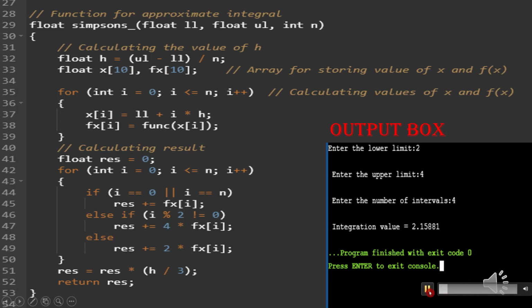First of all, we have to enter the value of lower limit. Here we have entered the value of lower limit as 2. Then we have to enter the value of upper limit. Here it is 4. Then we have to enter the number of subintervals. Here the number of intervals is 4. Then the integration value is outputted as 2.15881.